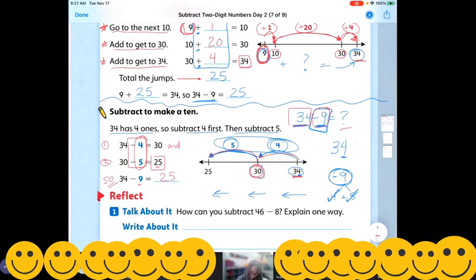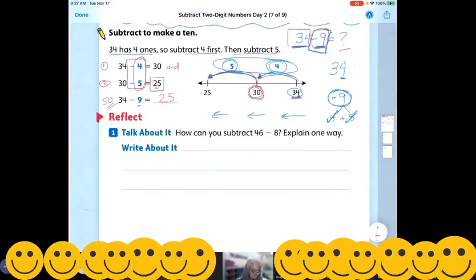All right. We're going to move on to the bottom of that problem. Okay? The bottom of this problem asks us, how can you subtract 46 minus 8? Explain one way. We have a different problem, okay? Now, we could either add up on the number line, or we could do subtraction, okay? So let's do an add up. Let's try that one, okay? So I'm going to help you. You just follow along and do exactly what I do, okay?